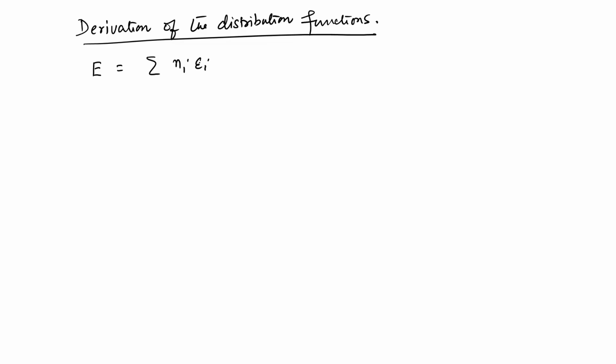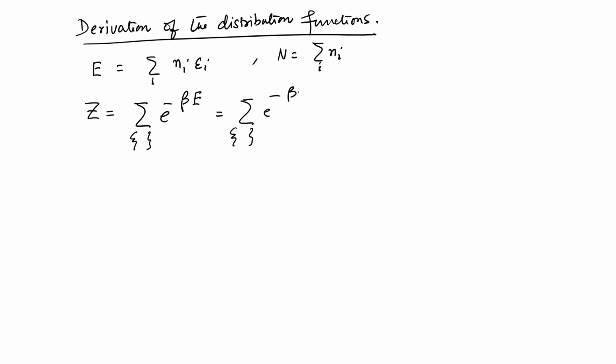So, we assume that E is equal to the sum over I of Ni epsilon I, and also we have the total number of particles to be constant, sum over I of Ni equals N, and we write down the canonical partition function, as we can just leave it as a sum over whatever degrees of freedom that epsilon I has, and then we can write it with exponential of minus beta E, and this is equal to nothing but exponential minus beta n1 epsilon 1 plus n2 epsilon 2, and so on and so forth.